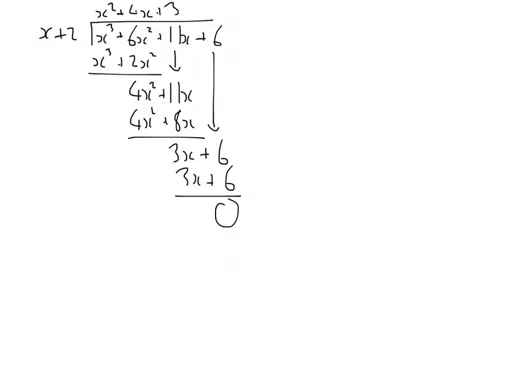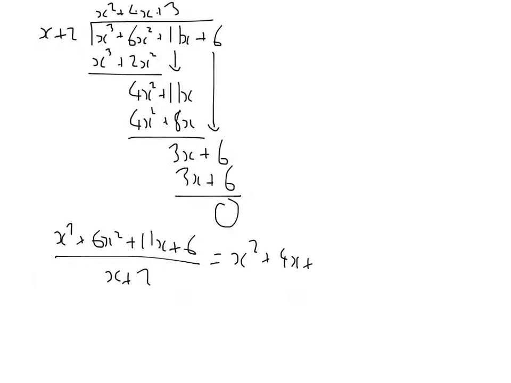So it turns out that x plus 2 goes into x cubed plus 6x squared plus 11x plus 6 exactly. So my final answer will just be to write that the answer to x cubed plus 6x squared plus 11x plus 6 all divided by x plus 2 is x squared plus 4x plus 3 with nothing on the end. You're not going to write either remainder 0, you're not going to write plus 0 over this because they're both 0 anyway, contribute nothing to it.